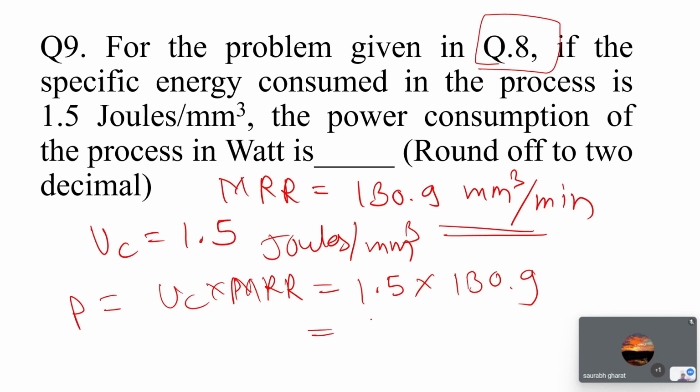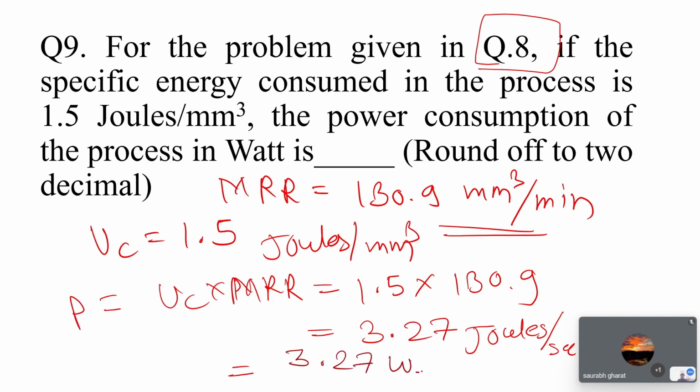That's it. Which is 3.27 joules per second. What is joules per second? That is watt. So this answer will be 3.27 watt. This will be your answer in watts. So this is your power. Your power is 3.27 watts.